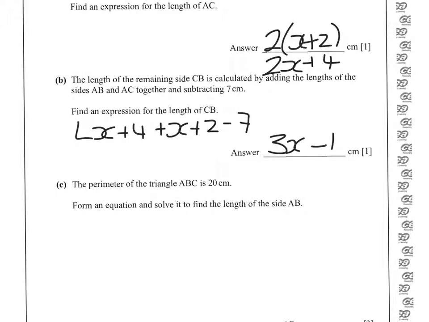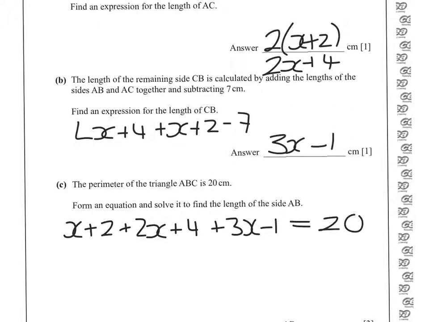Perimeter of the triangle is found by adding the three edges together. So that's x plus 2, the 2x plus 4, and the 3x minus 1. And that has to equal 20. x, 2x and 3x, which is 6x. 2 plus 4 is 6, take away 1 is 5, equals 20.